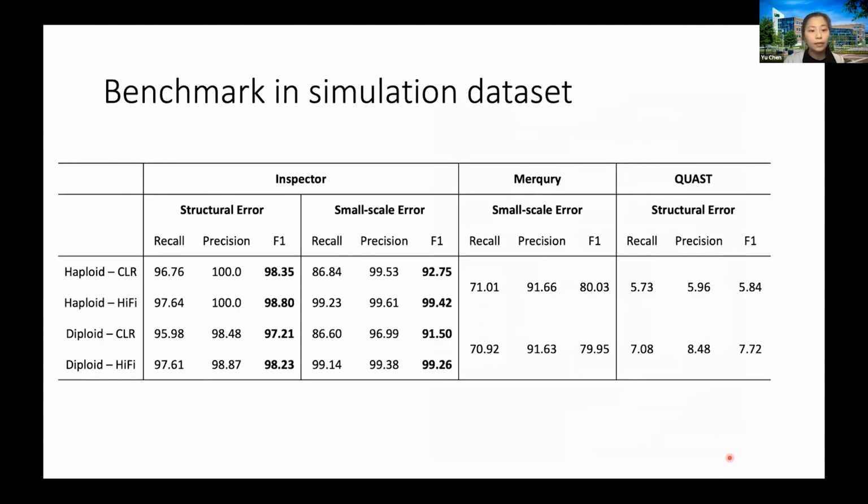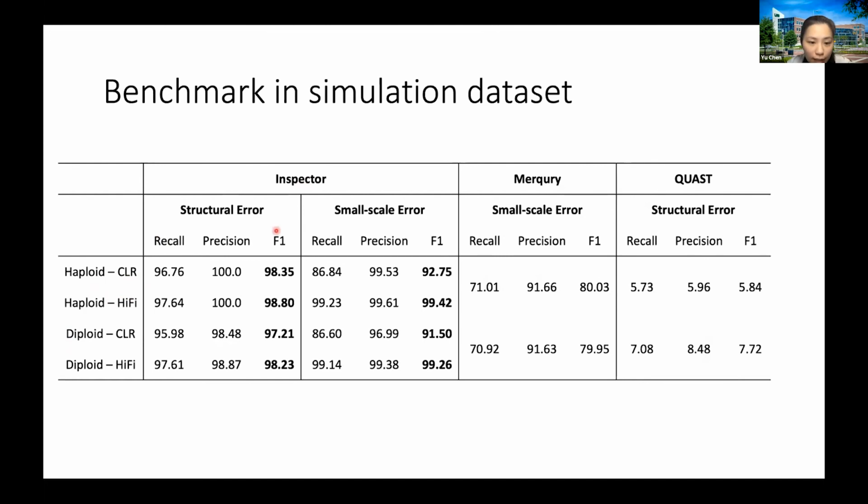And we first did the benchmark on the simulated data set. We simulated a human genome with SVs and SNVs, and we simulated the assembly contigs based on that genome with assembly errors like structural and small errors embedded in it. We also considered haploid and diploid genomes and also simulated HiFi or CLR reads for Inspector. So we applied 3 different assemblers and evaluators and saw if they can identify those simulated errors accurately.